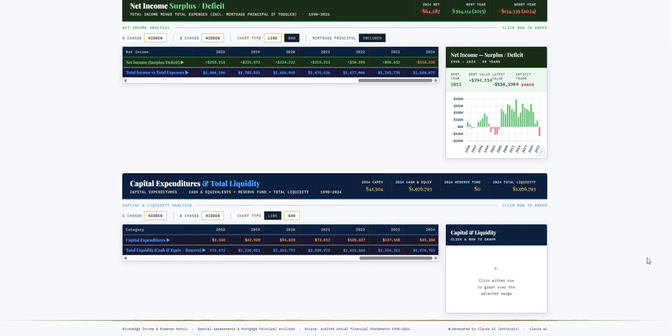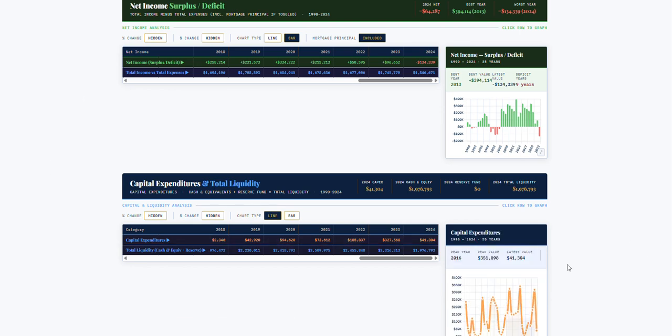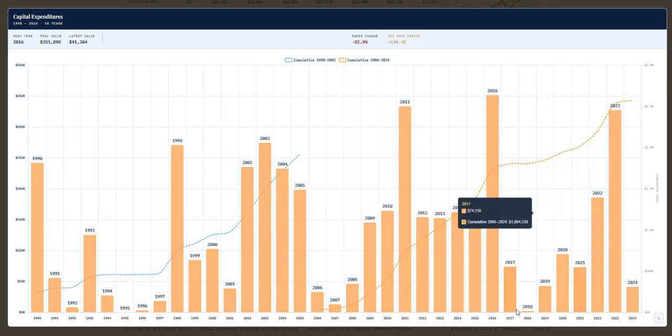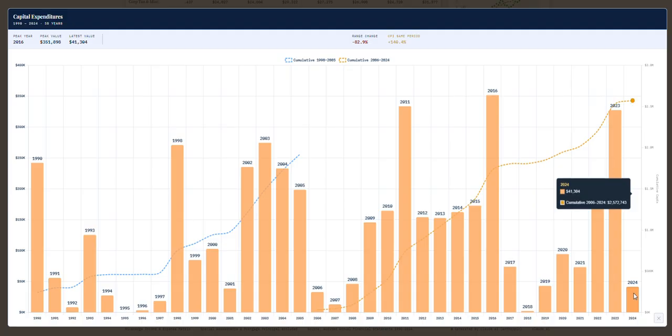Usually you either spend it or you save it. So if the co-op spent it, it would go into capital expenditures. So let's look at a bar chart of capital expenditures over the 35-year period, but we'll focus on 2006, which is right here, through 2024, which is over here.